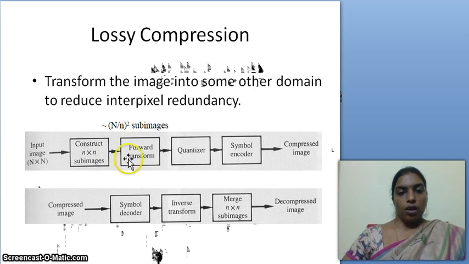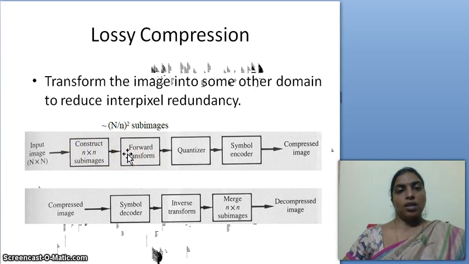See the encoder block here: input image of size N by N. Construct n by n subimages, small n by n. That means if I take a 100 by 100 size image, you decompose that image into 10 by 10 size images. So the 100 by 100 size image is divided into 10 by 10 blocks. Just construct n by n subimages, then apply the forward transform on them.